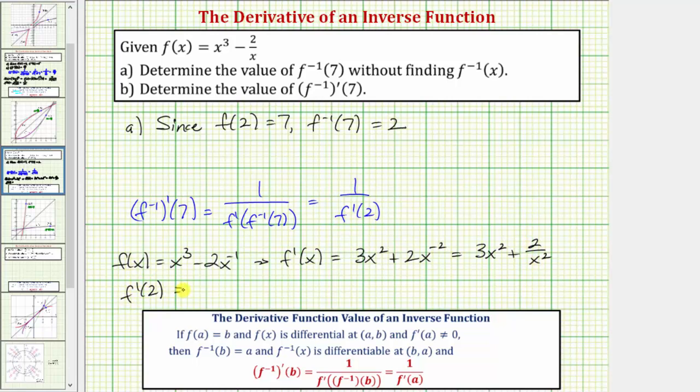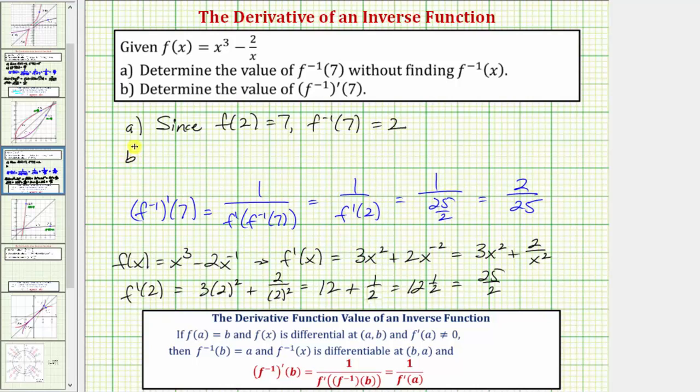So f prime of 2 is equal to 3 times 2 squared plus 2 divided by 2 squared. This is going to be 4 times 3, that's 12, plus 2/4 or 1/2. So this gives us 12 and 1/2, or as an improper fraction, 25 halves. So because f prime of 2 equals 25 halves, this would be the slope of the tangent line to the original function at x equals 2, but our goal is to find the slope of the tangent line to the inverse function at x equals 7, which is equal to the reciprocal of this value. So we actually have 1 over 25 halves, which equals 1 times 2/25, or 2/25.